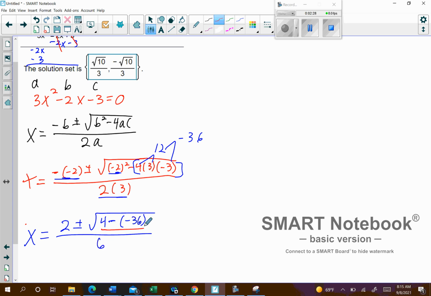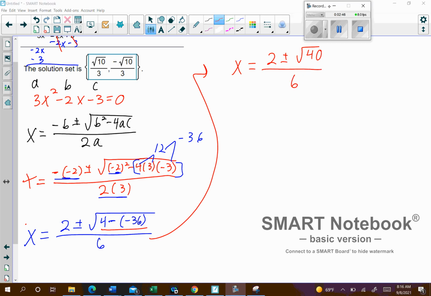And then we are subtracting a negative, so that will become addition. And I'll go ahead and move this up here. So we're going to have x equals 2 plus or minus the square root. So that's going to become actually 40 right there, and then all over 6.